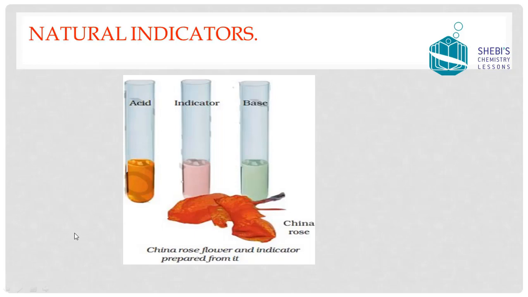So one more example is shown here. For example, if you take China rose, this is the color of the indicator prepared, light pink color from China rose. Now when this indicator is added into an acid, you can see it became reddish orange in color, and in a base it will show light green color. So that means the indicator will show different colors in different media.